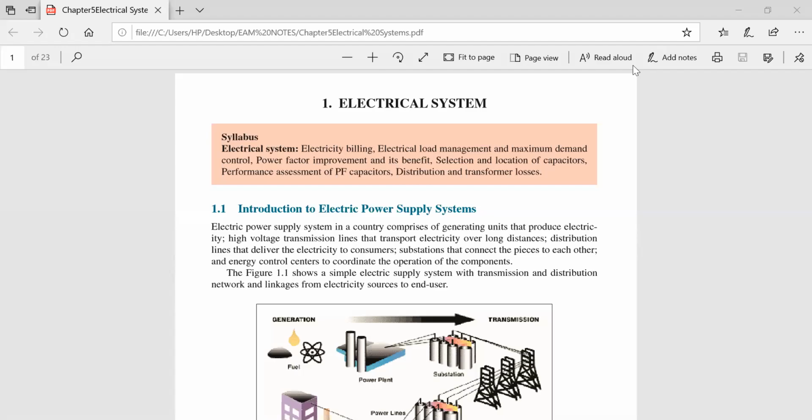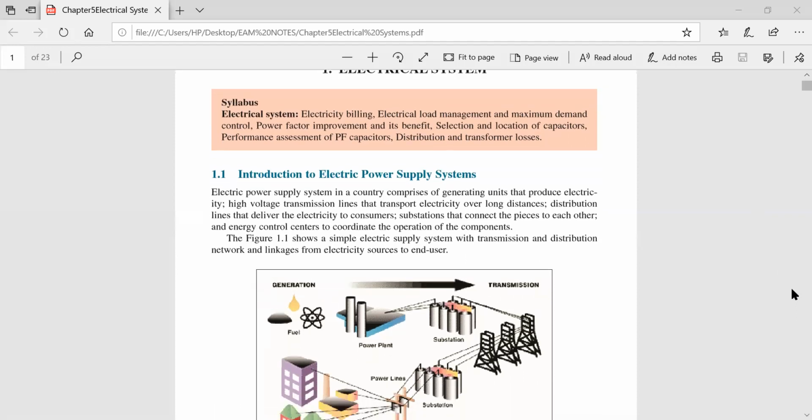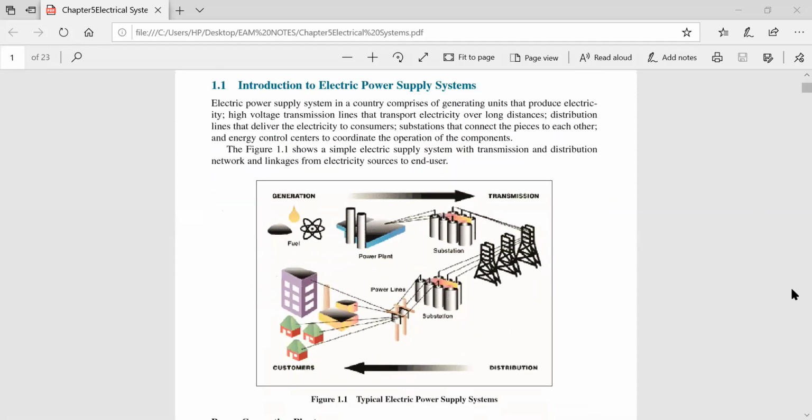So we'll start a new chapter, that is Module 5, electrical system. As you are seeing in this picture, this is a typical layout of a power supply system. When we are talking about a power system, it consists of three things now.